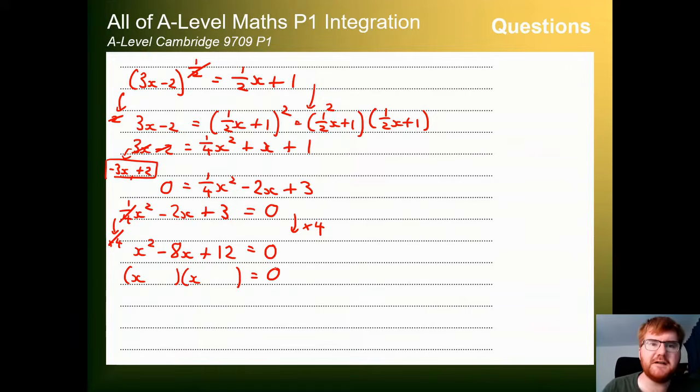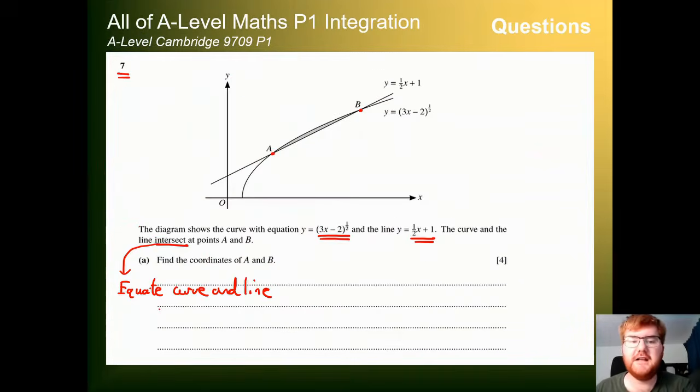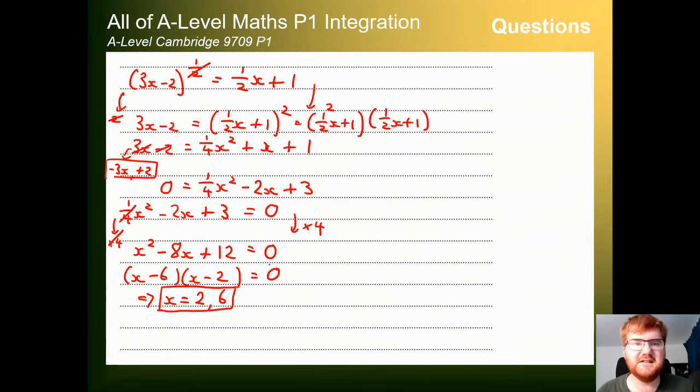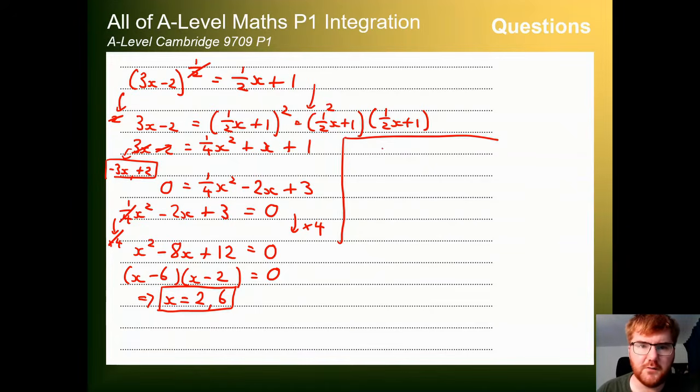Again, you should have lots of practice on this. If you need practice on solving factorizing quadratics, then check out my iGCSE algebra video. That'll get you up to speed for sure. In this case, we are going to have minus 6 and minus 2, and therefore x is equal to 2 or 6. We're not finished though, because we have to read the question here, which wants the coordinates of A and B. So the easiest thing to do here is take the straight line, because it's the easiest function to work with.